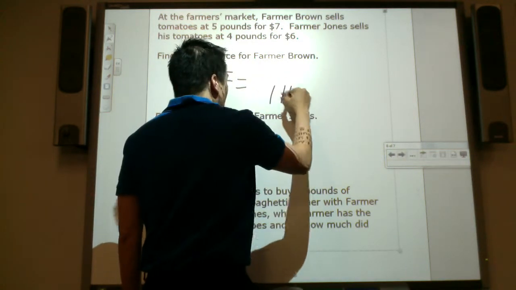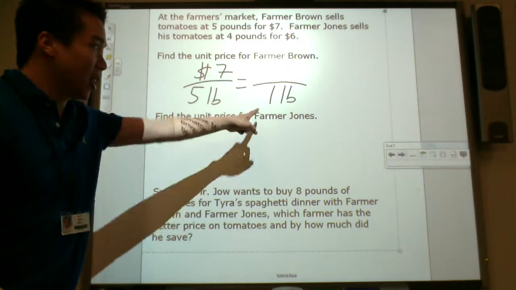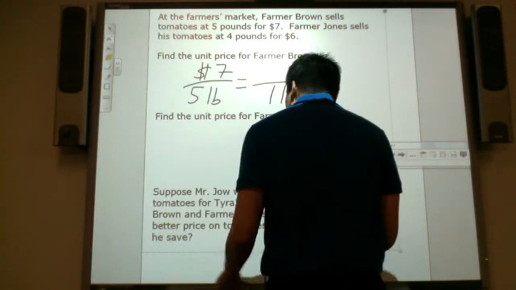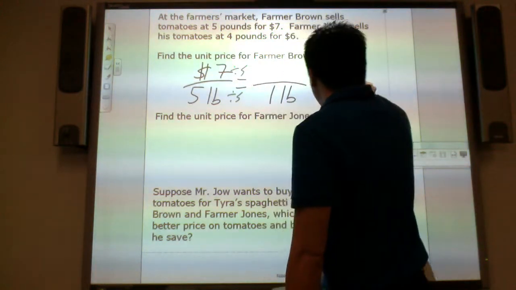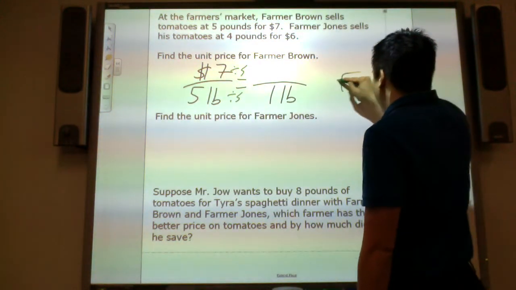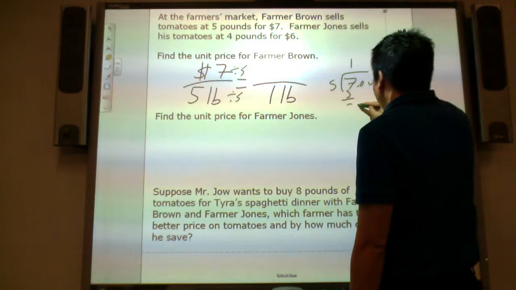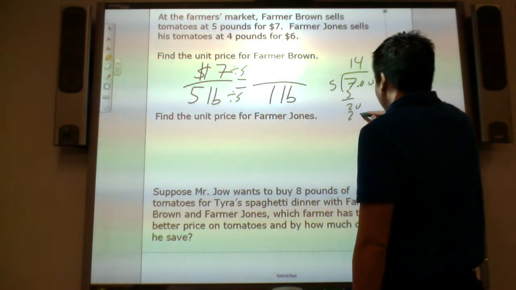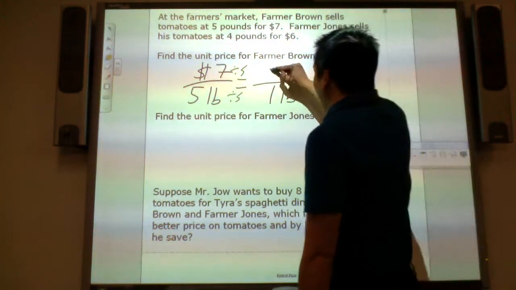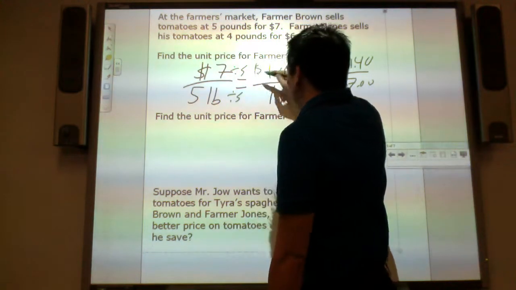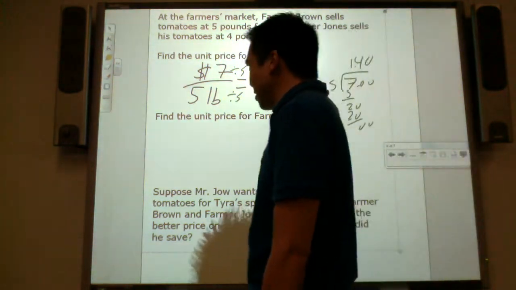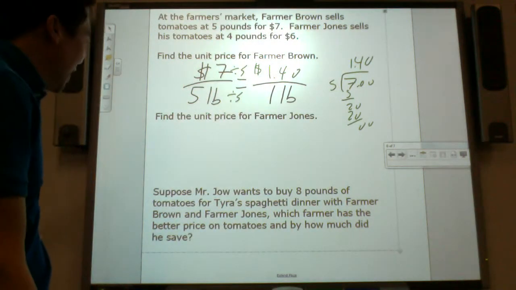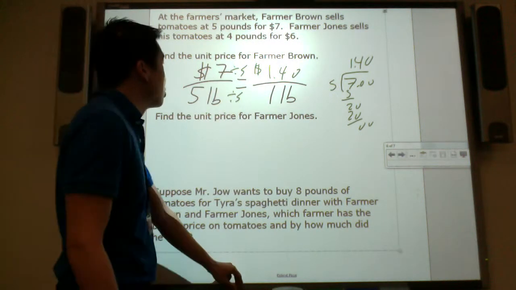I would like to know, remember, unit price is finding the denominator 1. I would like to know how much each pound costs. Divide by 5, divide by 5. What is $7 divided by 5? That is $1.40 a pound. That's expensive for tomatoes. Tomatoes are usually 79 cents. Roman tomatoes. Find the unit price for Farmer Jones.